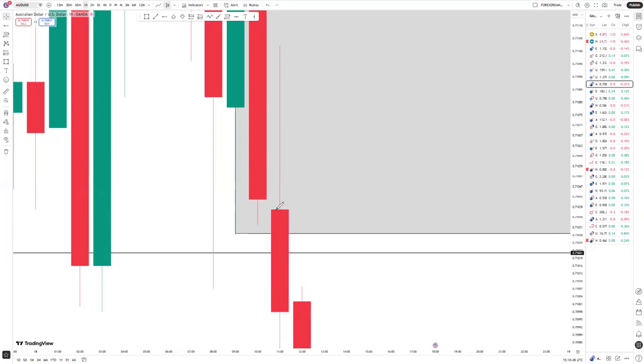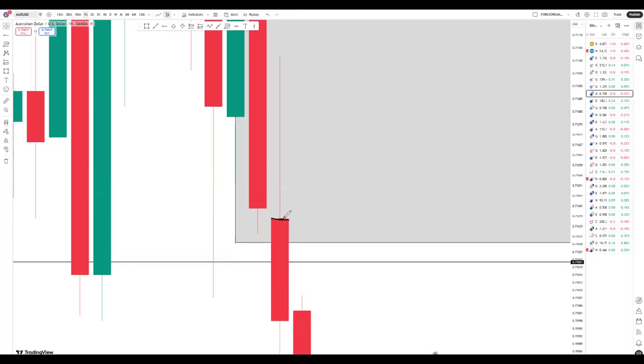This candlestick opened somewhere here, and then it went up or down. The body of this candlestick opened somewhere here. Even if it went up earlier, it's still fine. It is inside the base.